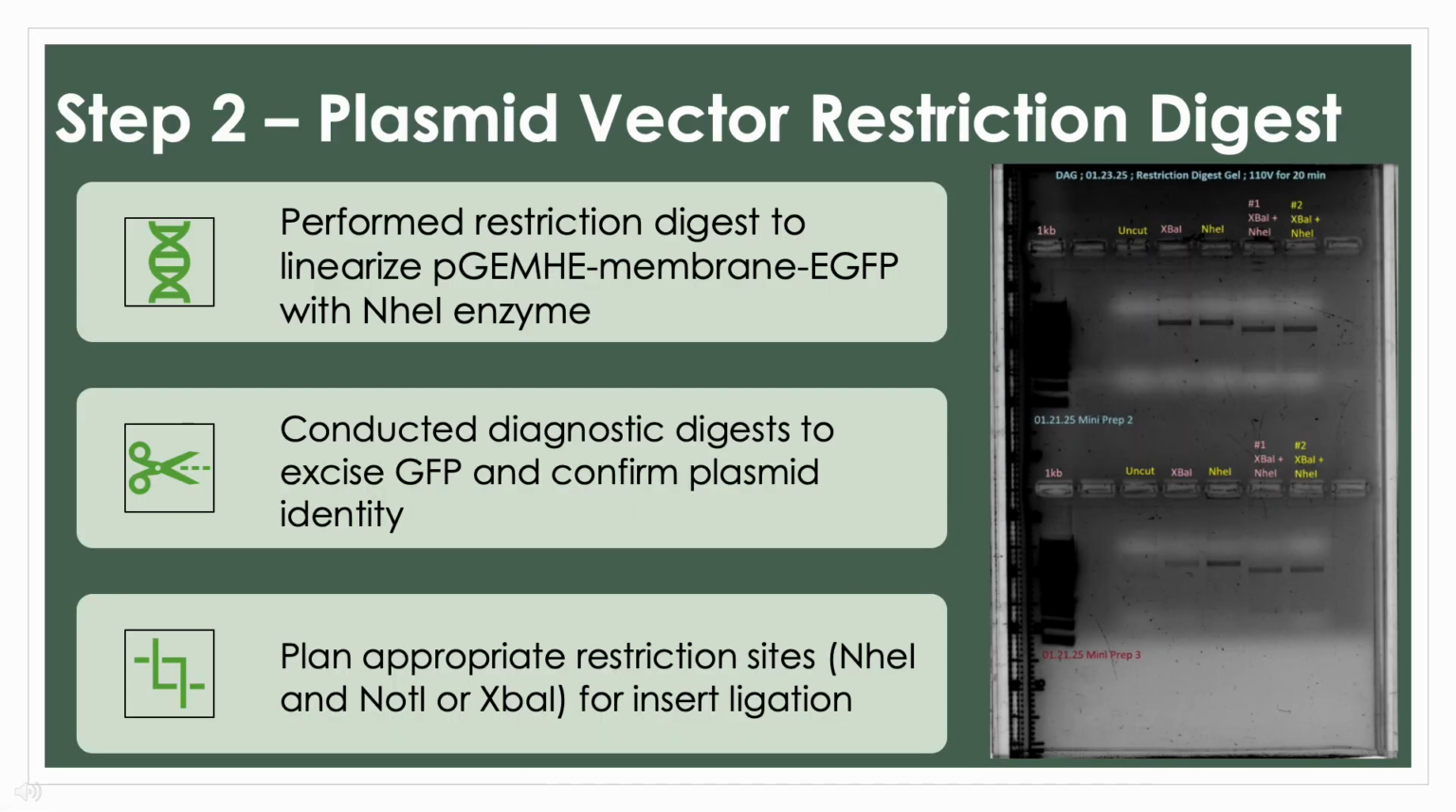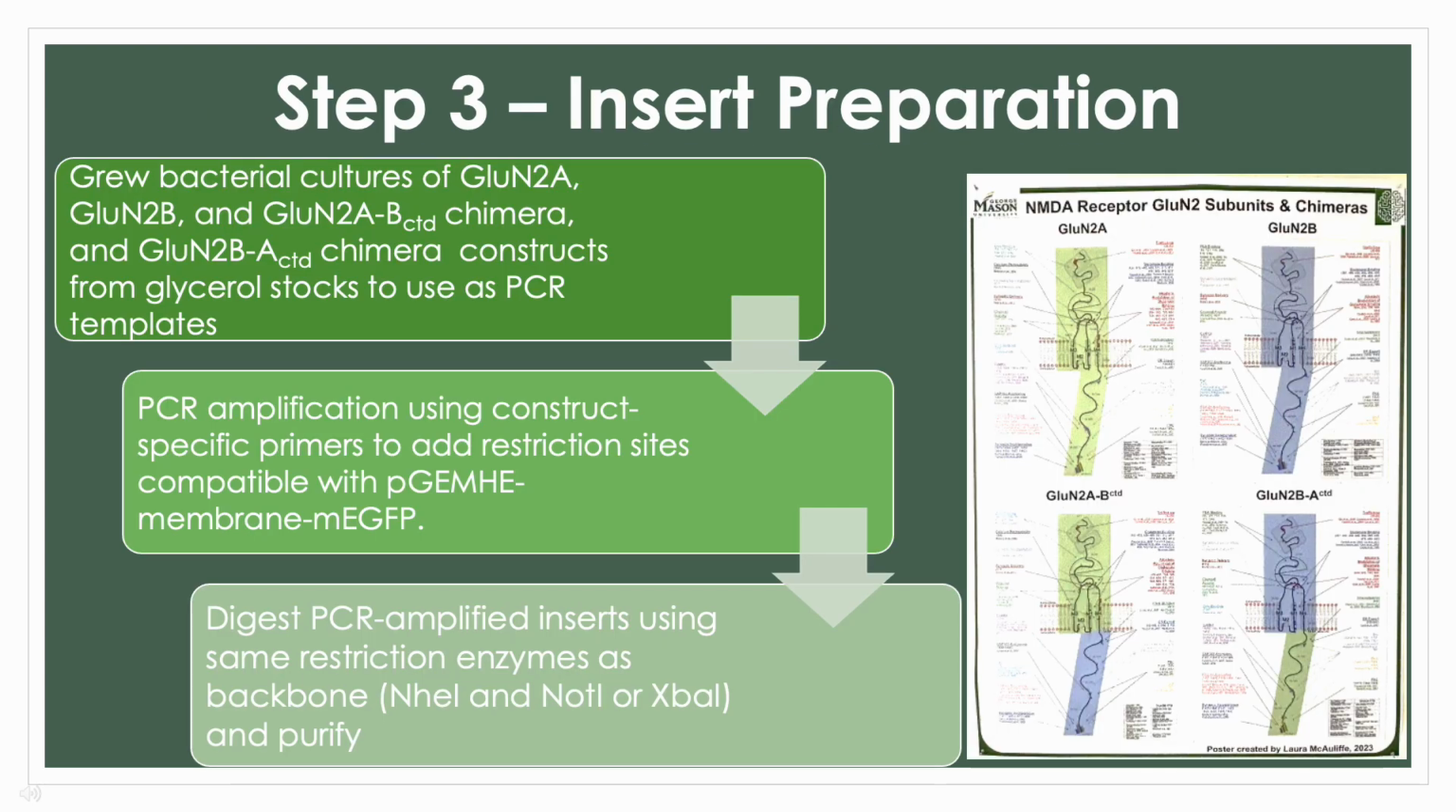Next, we performed the restriction digest to prepare the plasmid for future subcloning. We used the enzyme NheI to linearize the plasmid and carried out diagnostic digest to prepare for the later excision of the GFP segment originally present in the vector. In parallel, we grew bacterial cultures containing the DNA for GLUN2A, GLUN2B, ABC, and BAC constructs. Using these templates, we initiated PCR amplification with construct-specific primers to selectively amplify the inserts. PCR amplification is currently ongoing.